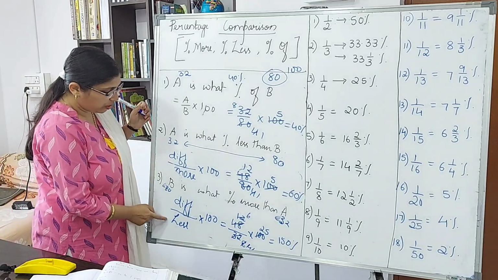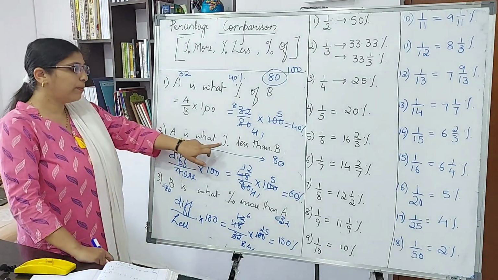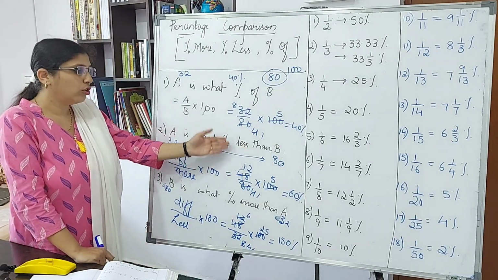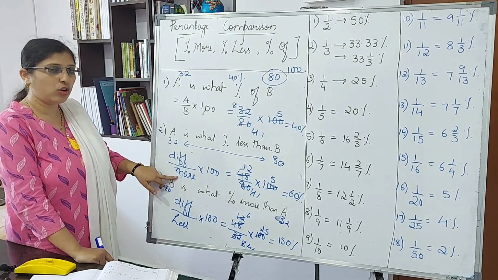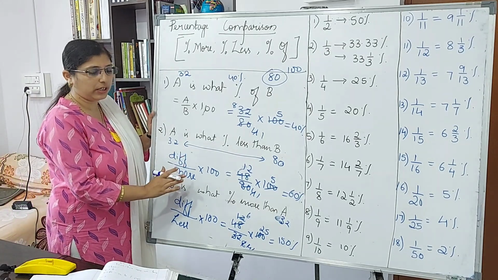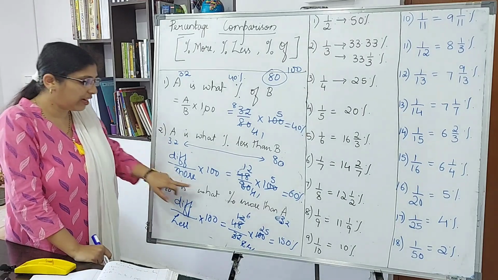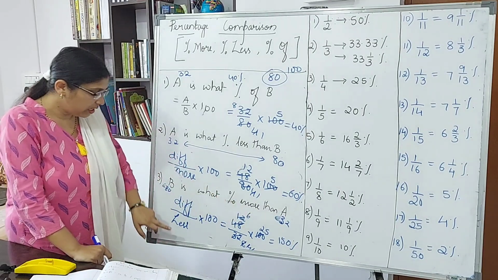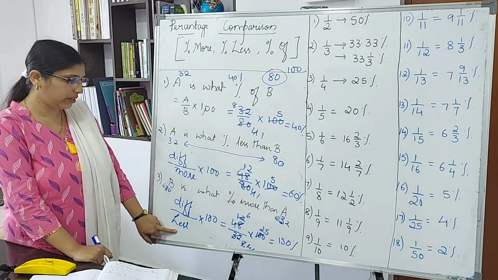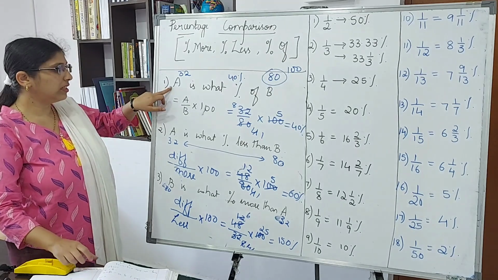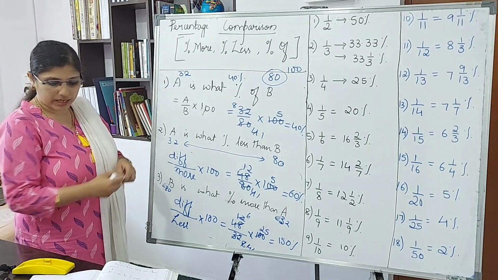So these things you can remember in one way. When percentage less is asked, the opposite of that, more, will come in the denominator. Always the difference will be in the numerator. When percentage less is asked, more will come in the denominator, and when percentage more is asked, less will come in the denominator. Okay. So these are the things by which you can compare.